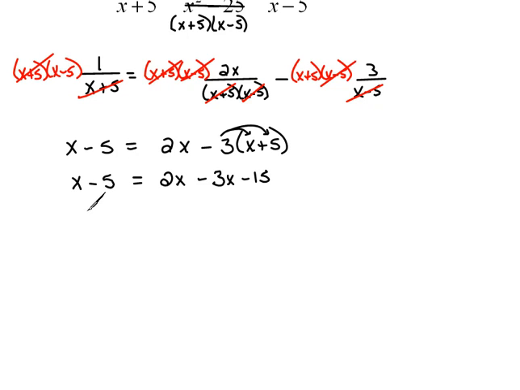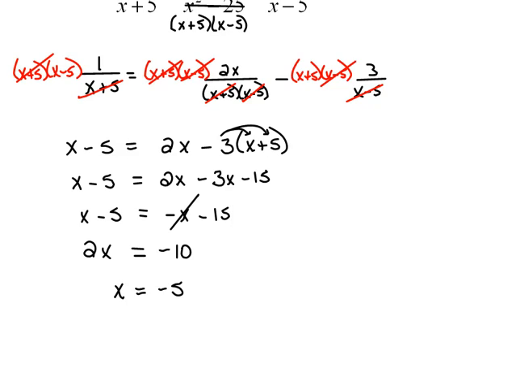And then collecting like terms, x minus 5 equals 2x minus 3x, which would be negative x, minus 15. And now we're going to, again, collect like terms. So we're going to move this negative x over to the left by adding x to both sides. So x plus x will be 2x. And I'm going to move this negative 5 over to the right by adding 5 to both sides. So negative 15 plus 5 will give us negative 10. And then dividing both sides by 2, x will equal negative 5.